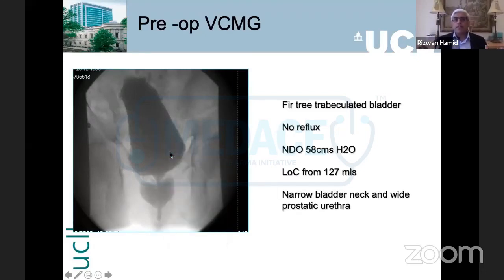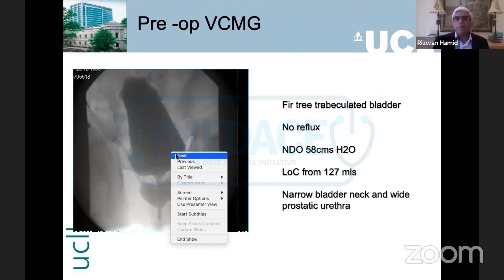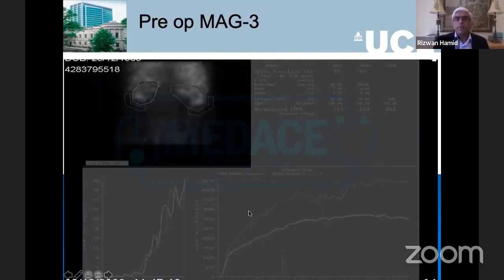Then you can agree that this patient probably is not going to benefit from Botox and medications. So you need to probably do a cystoplasty. Before that, you need to do a MAG3 in this case, and that's why you need to think through sequentially. The reason for doing a MAG3 was it's obstructed.